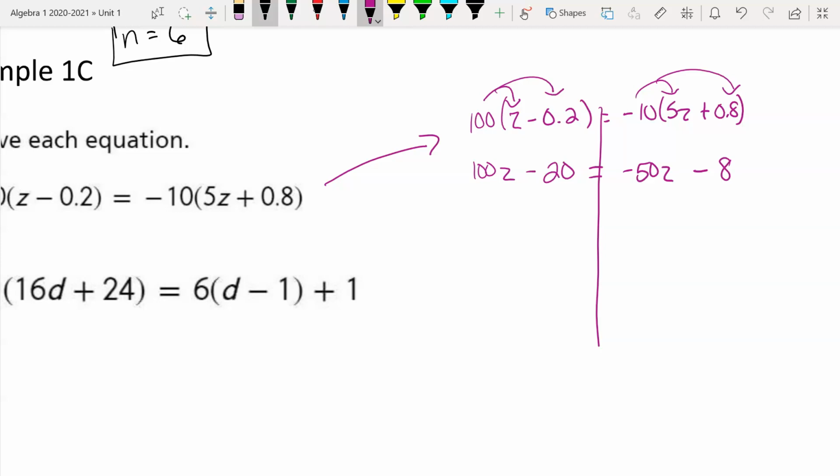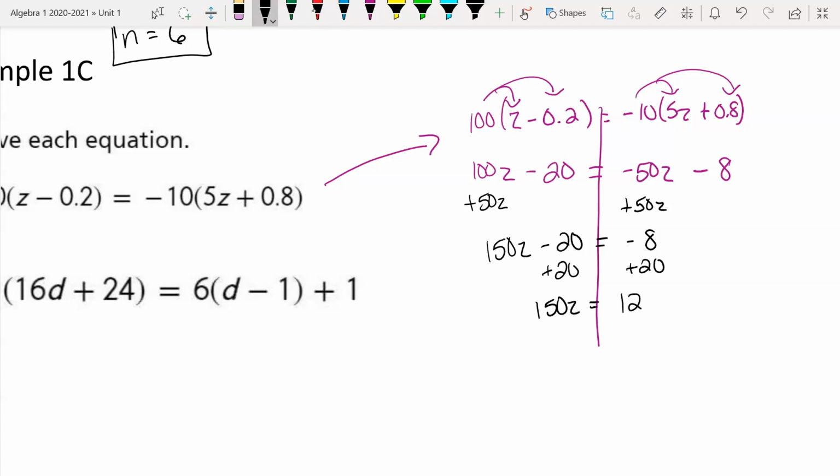Okay, from here, I'm going to move my variables to one side, my numbers to the other. I like to take the negative variable and add it to the other side because we didn't have any like terms to combine on either side. So we can go ahead and move everything over. 150z minus 20 equals -8. And then I'm going to add my 20 over. I get 150z equals 12.